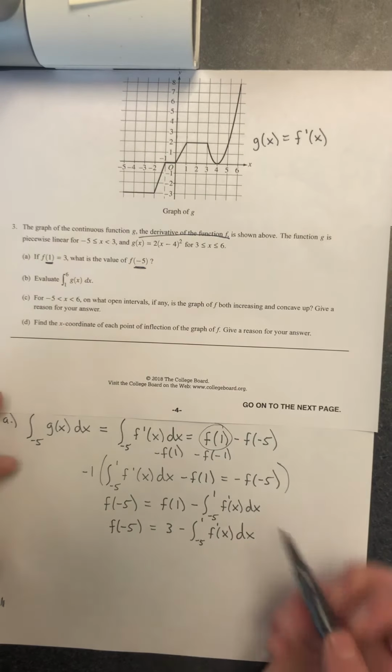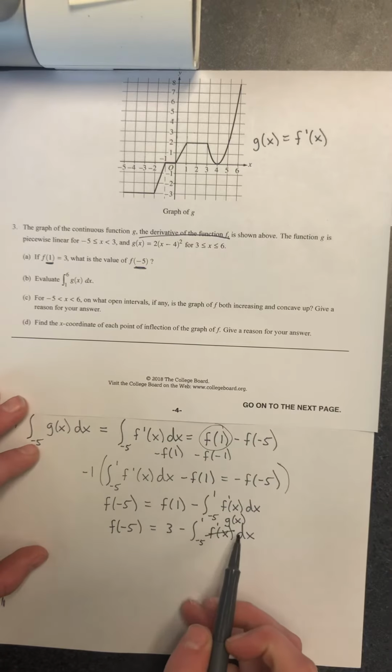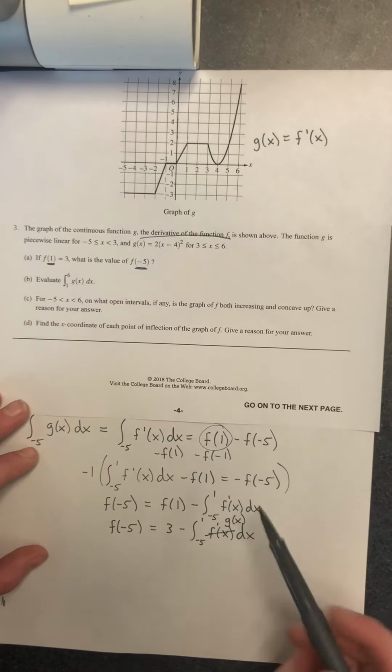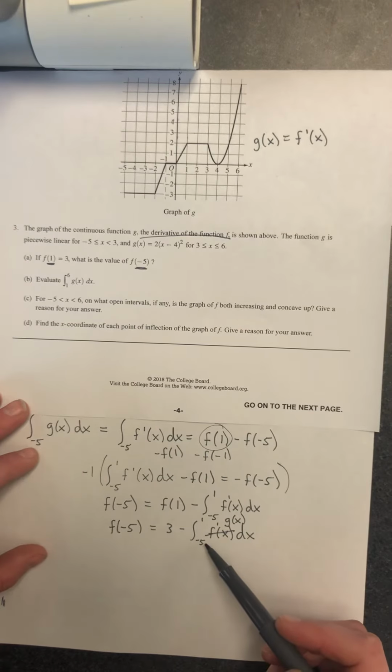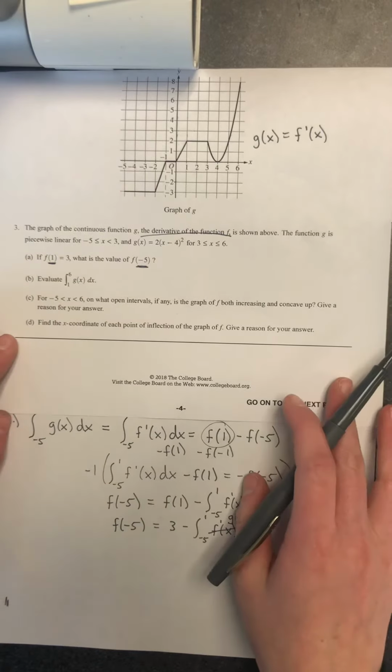Well, we know that f prime of x is the same thing as g of x. So what I need to do is look at my graph and determine the area under the curve from -5 to 1. What's the area under the curve from -5 to 1?